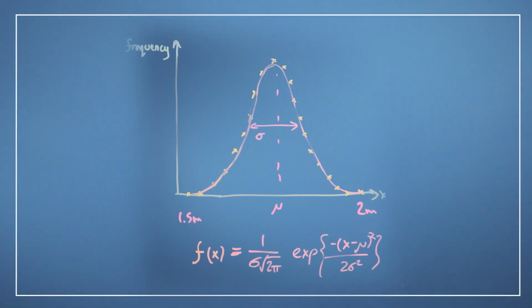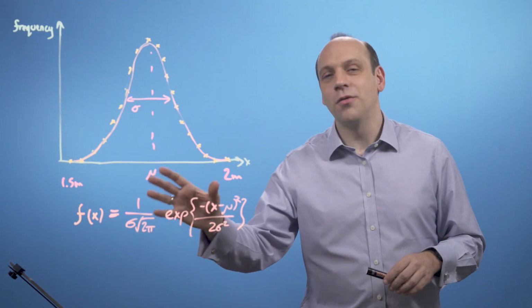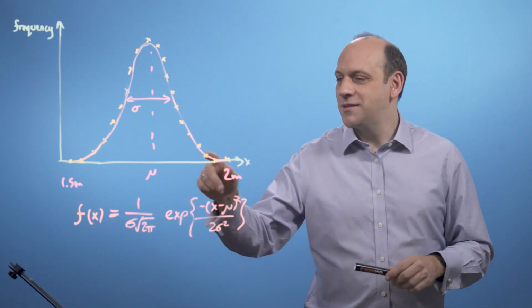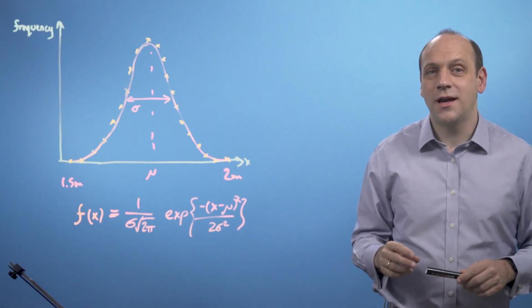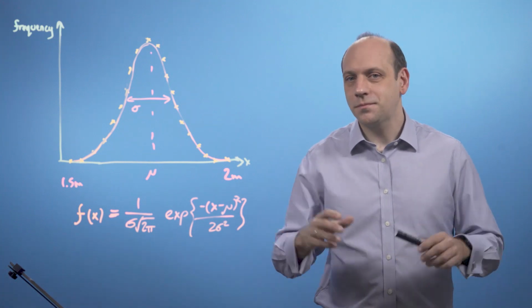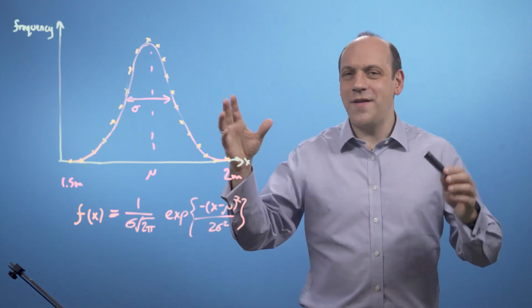Now don't worry too much about the form of the equation. This is called the normal or Gaussian distribution, and it's got a centre at mu and a width of sigma, and it's normalised so that its area is 1. Now, how do we go about fitting this distribution?